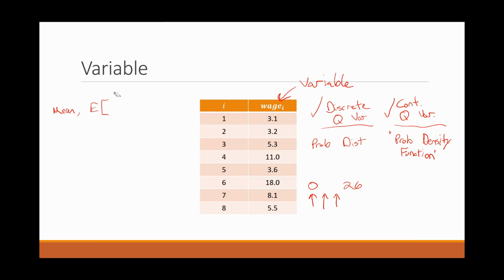Let's put wage in there. We could write the expected value. So this is a measure of central tendency. It kind of tells us what we would expect from a variable. Okay. And then we have measures of variation. So measures of variation include variance, standard deviation.